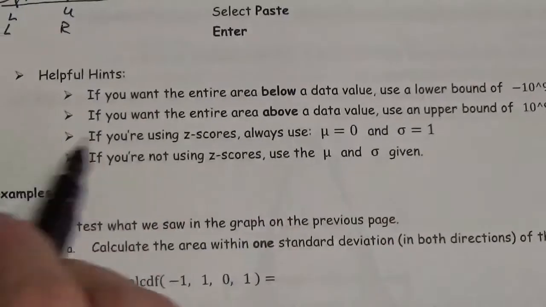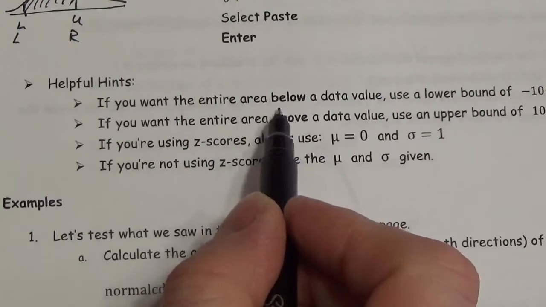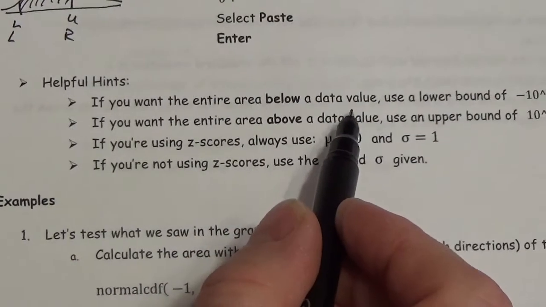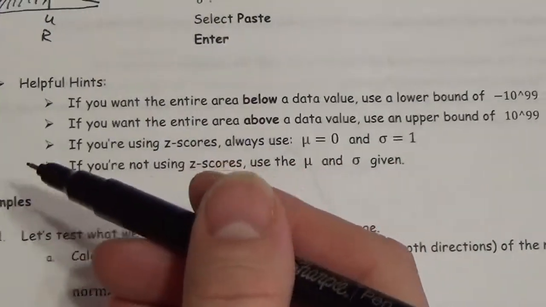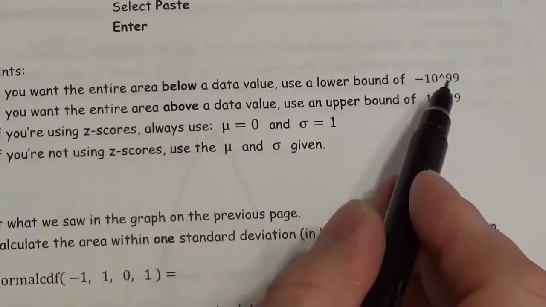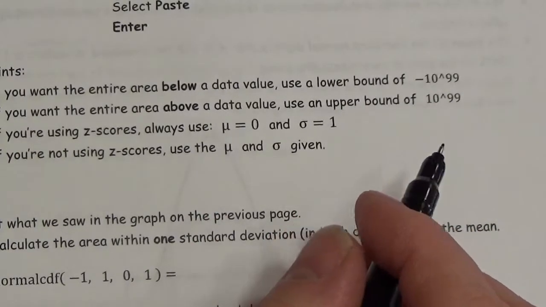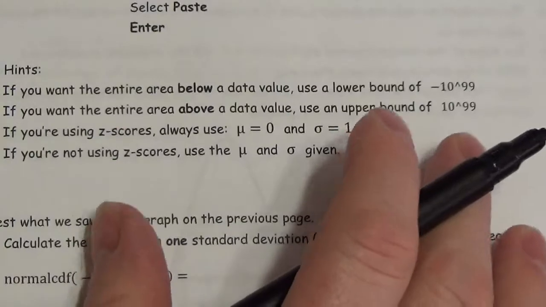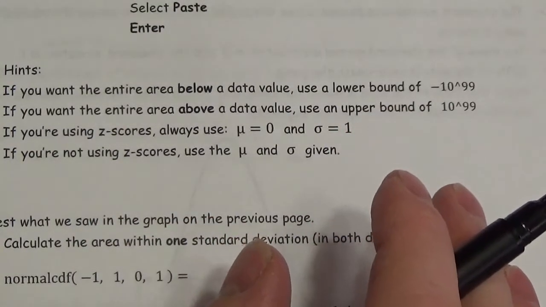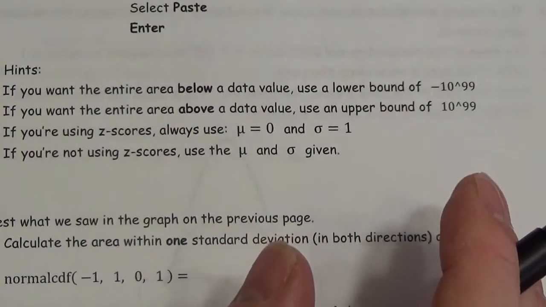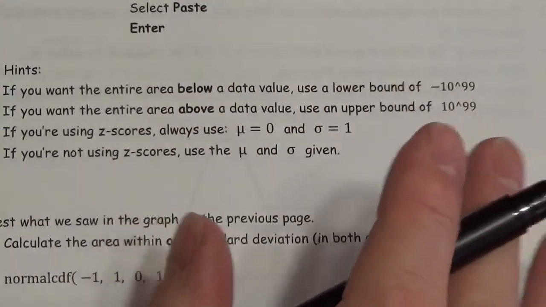Now, just a few other things before we get into it and I start showing you some examples here. If you want the entire area below a data value, in other words, if I don't know what the low bound is and I'm going to let it go forever, I'm going to enter a -10 to the 99. The calculator will understand that to be infinitely to the left. Now, I understand that if we're talking about exam marks, it doesn't make sense to talk about an exam mark that's less than 0. Don't worry about that.